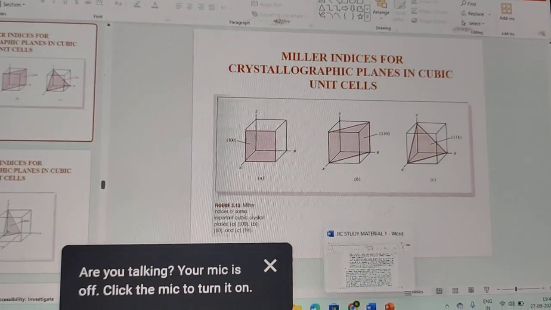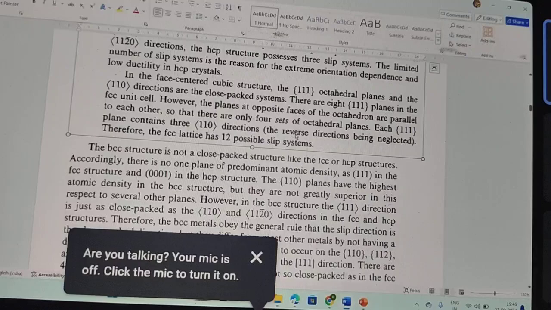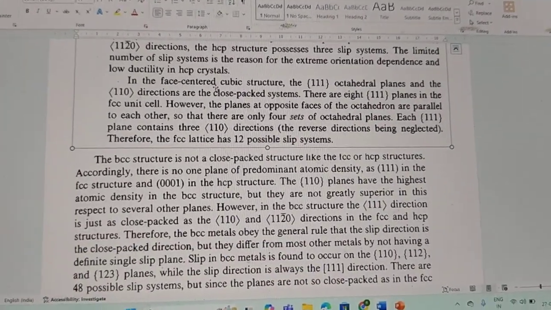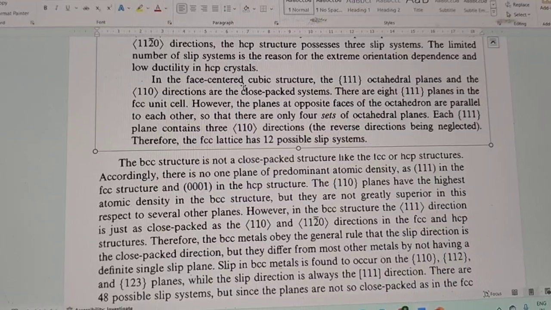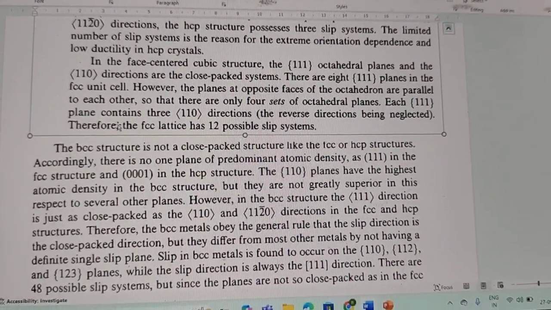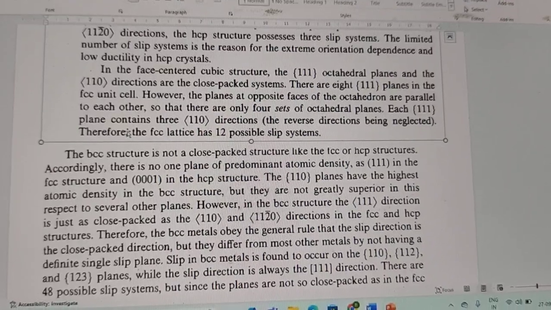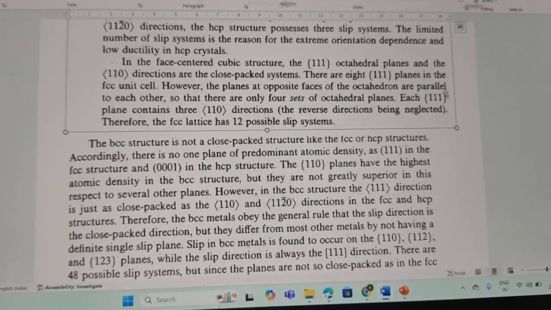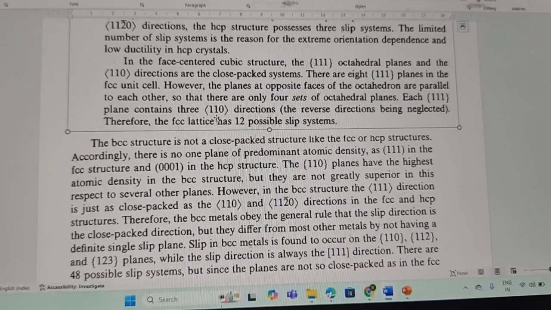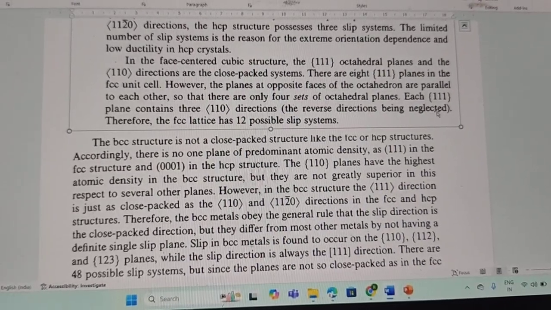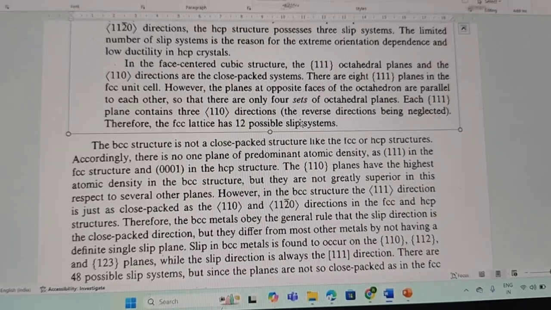Okay. So the 111 octahedral plane and 110 direction are the close-packed systems, which I have shown you. Now there are eight 111 planes, at opposite faces, so four sets. And each 111 plane contains three 110 directions. So four into three, reverse directions being neglected, gives 12 possible slip systems.